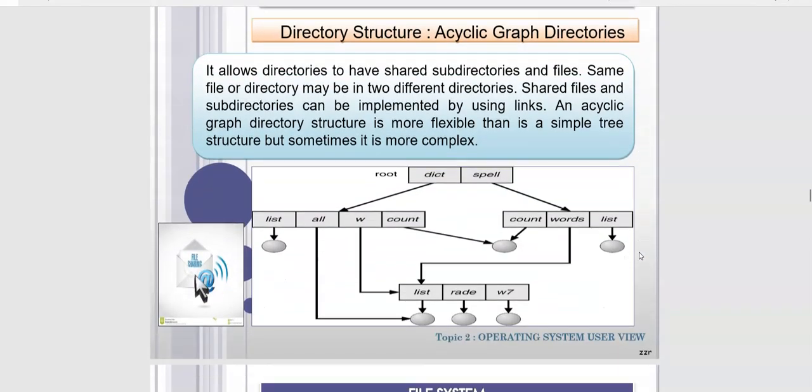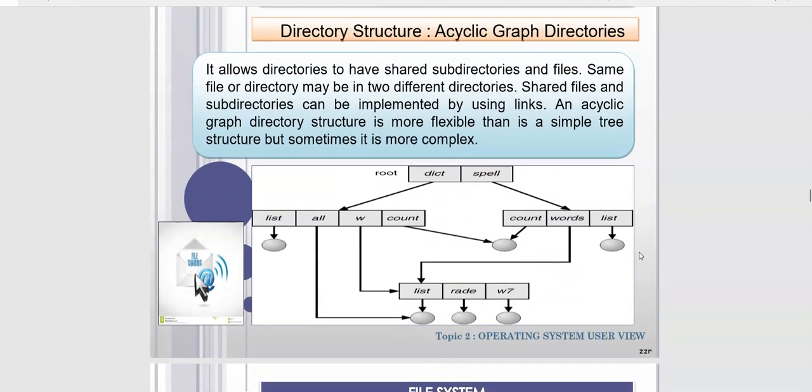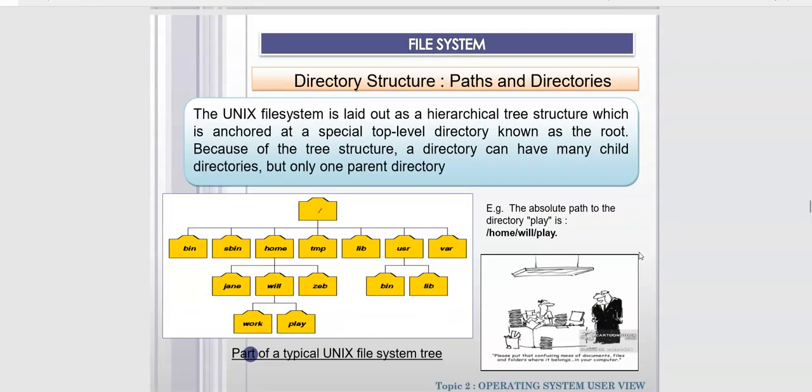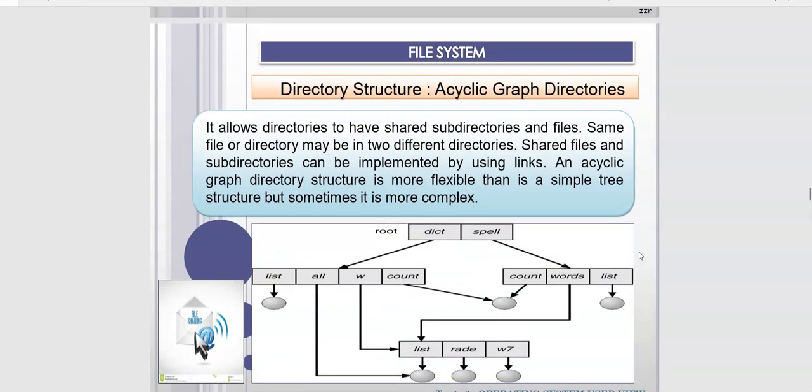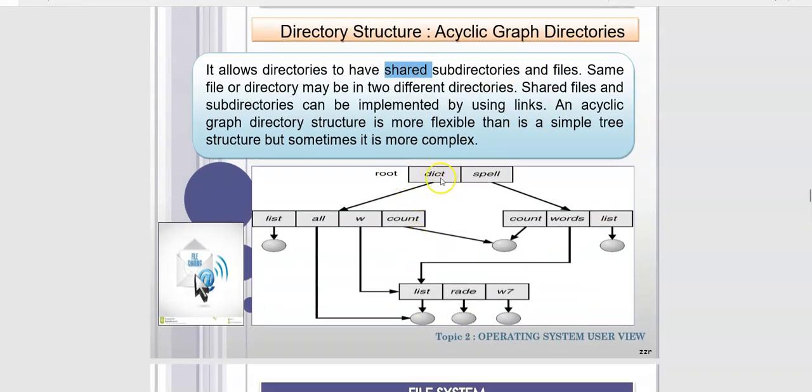Alright, the last one, I think the last one. Another directory structure is a cyclic graph directory. Dekat sini juga kita nampak macam dia ada dekat Linux. It allows directory to have shared subdirectory. Shared subdirectory and file means that, for example, these are two different folders, dictionary and spell.